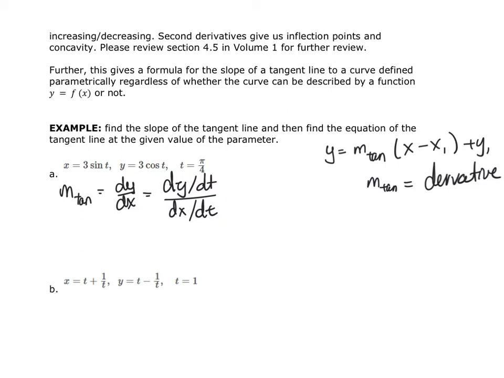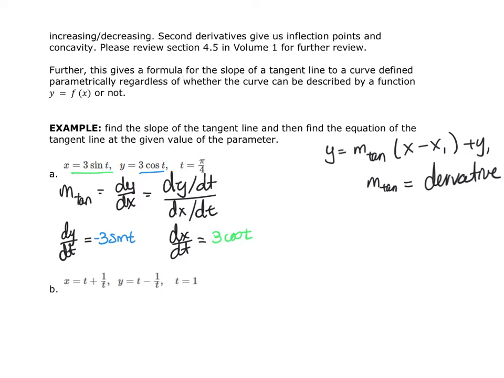So I need to find the derivative of each one of these two parametric equations with respect to t. So dy dt is going to be equal to the derivative of 3 sine of t, which is 3 cosine of t. I also need to find dx dt. So here's my x, and the derivative of that is going to be negative 3 sine of t.